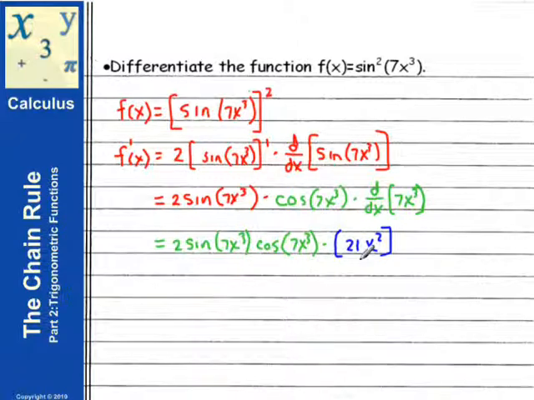So now we can look to clean this up a little bit. We have a factor of 2 and we have a factor of 21x squared. And so we'll do that multiplication. And we'll finally write 42x squared. That comes from the 2 times 21x squared, and times sine of 7x cubed and times cosine of 7x cubed.